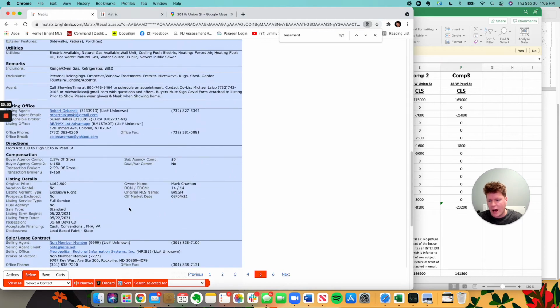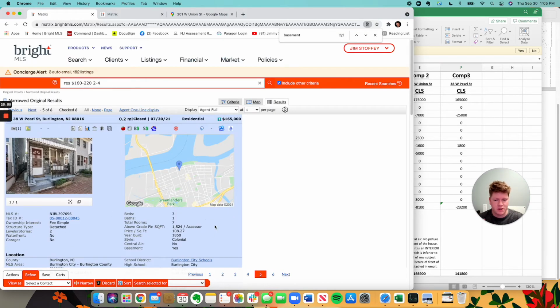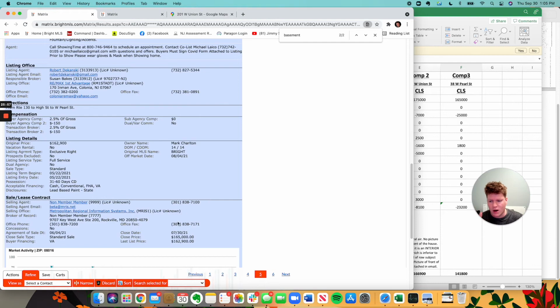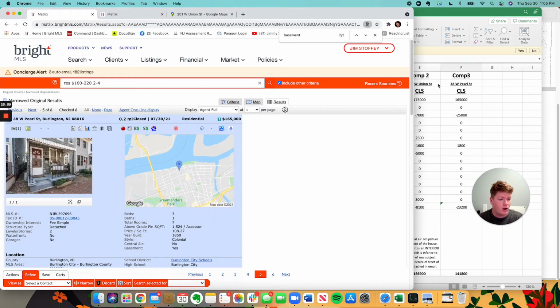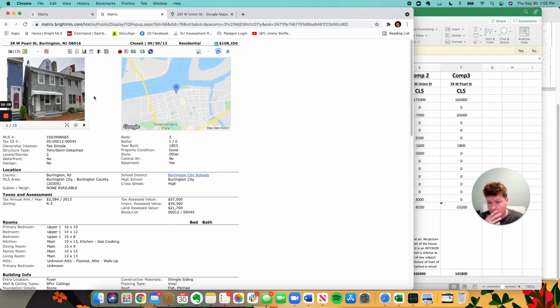Better. I hate when agents do this. They take the pictures off the listing after it sells, or they sell it off market and they don't put the pictures up. So it really doesn't help us. And the appraiser might have used this comp if it had pictures, but it doesn't, so we probably skipped over it if he even saw it. So we're going to have to just use our judgment from the 2013 pictures.